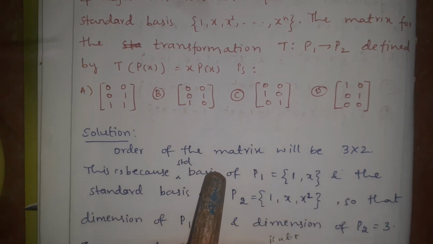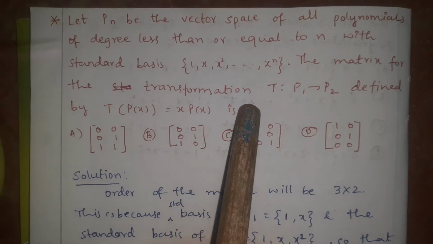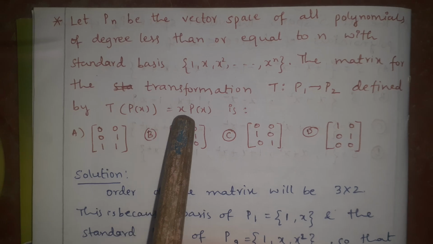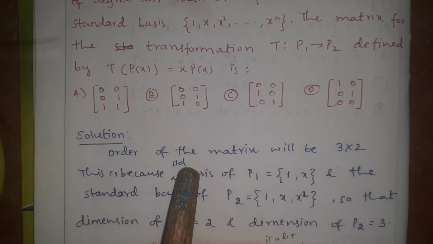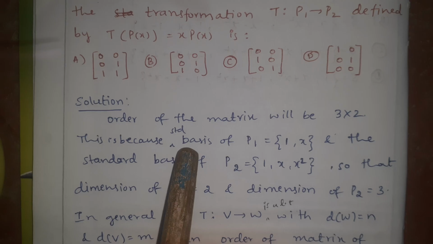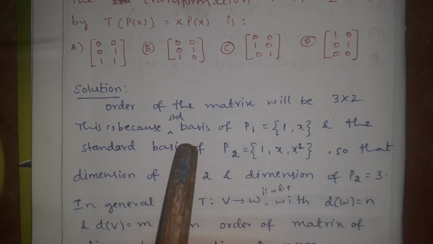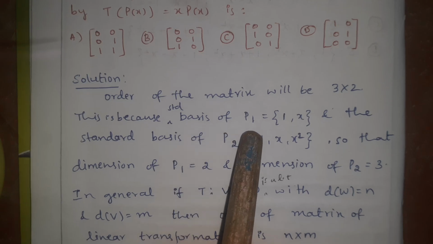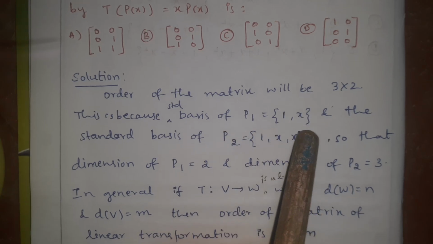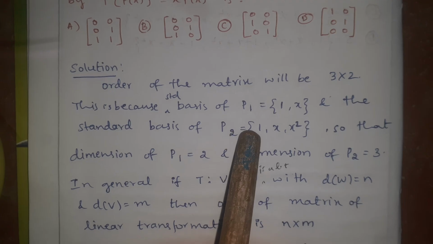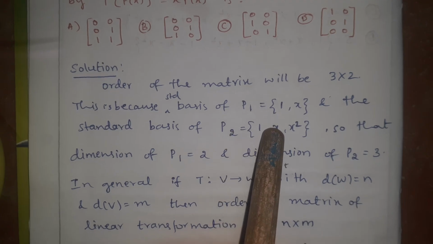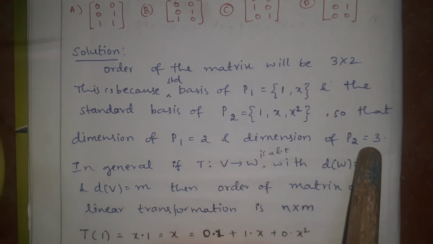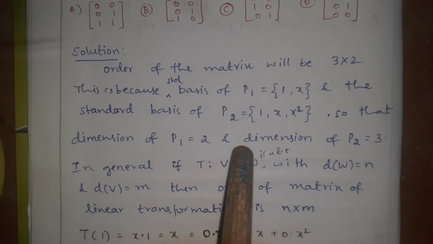These are the options. We have to find the matrix of linear transformation T from P1 to P2 defined by T of P of x equal to x into P of x with respect to the standard basis. Here the order of the matrix will be 3 by 2, because the standard basis of P1 is 1, x and its dimension is 2, and the standard basis of P2 is the set containing 1, x, x square. So the dimension of P1 equal to 2 and dimension of P2 equal to 3. Therefore its order is 3 by 2.